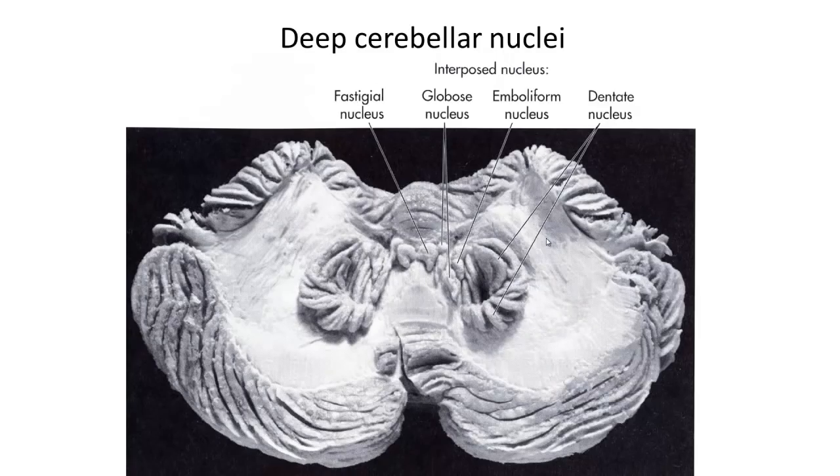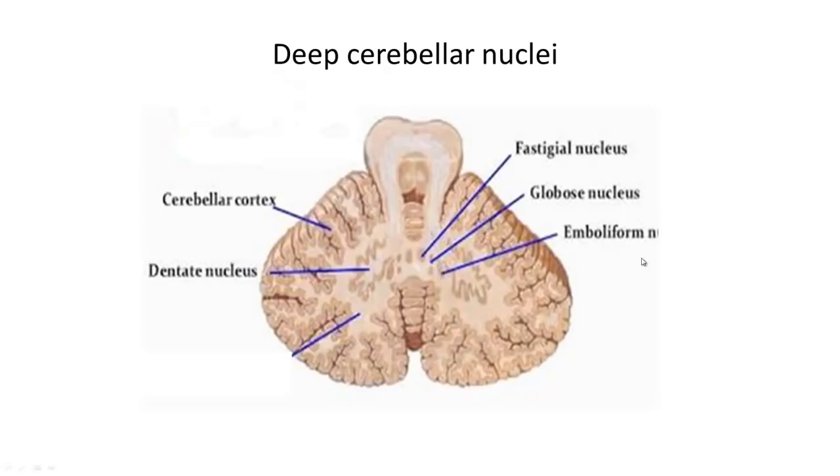Moving on to the deep cerebellar nuclei. Moving from most medial, we have our fastigial nucleus, globose nucleus, emboliform nucleus, and dentate nucleus most laterally. This can be remembered by the mnemonic, fat gerbils eat daily. Another illustration of this, we again can see our fastigial, globose, emboliform nucleus, and our dentate nucleus.